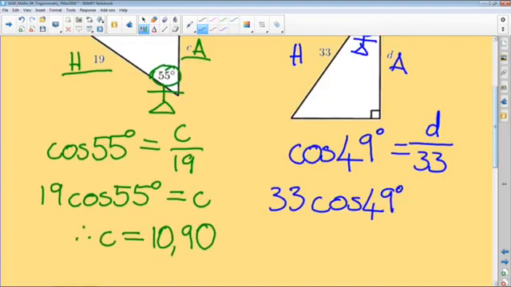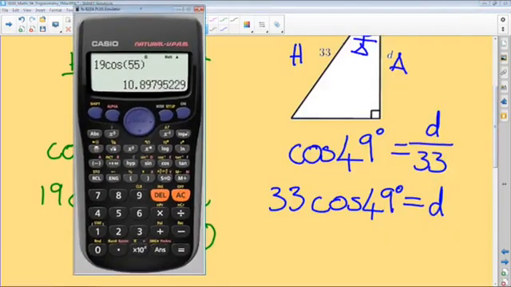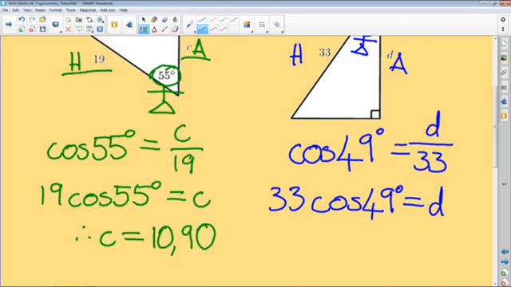And then, can we do this in our head? No, we can't. So we call up our trusty friend. Let's move it across. And 33 cos 49, close brackets, is equal to 21.65. So that means D is equal to 21.65. Let's just check that.